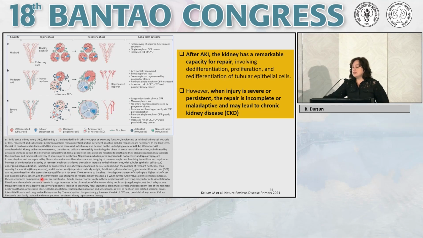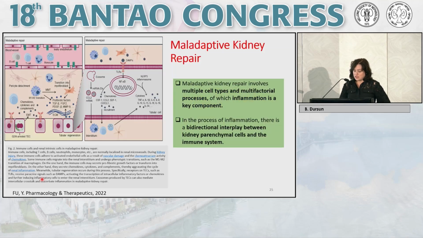After AKI, the kidney has a remarkable capacity for regeneration. However, when the injury is severe or persistent, this regeneration capacity is incomplete or maladaptive and may also turn into chronic kidney disease. In this maladaptive kidney repair process, multiple cell types and multifactorial processes are involved, of which inflammation is a key component.